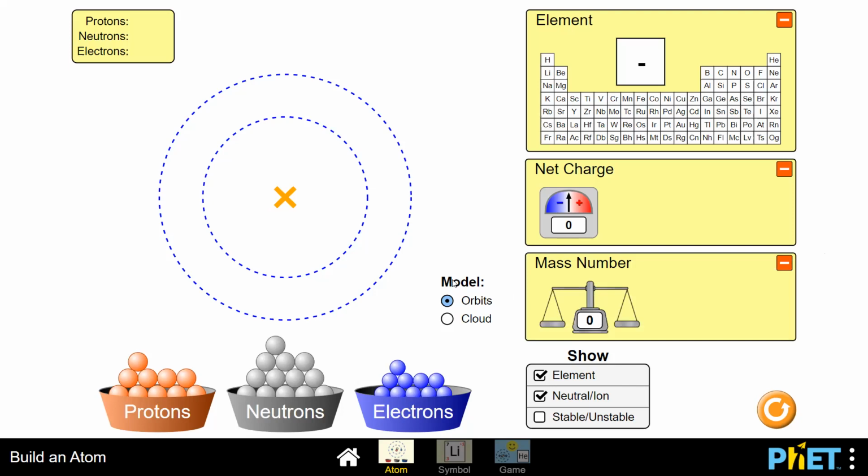Currently, it's at 0 because we don't have anything inside here. Now, the X represents where the nucleus would be, while the broken circles represent the electron shells. So we can show the element. We can show whether it is neutral or it is an ion. And we can show whether it's stable or unstable. We're going to leave the stability part out for the time being.